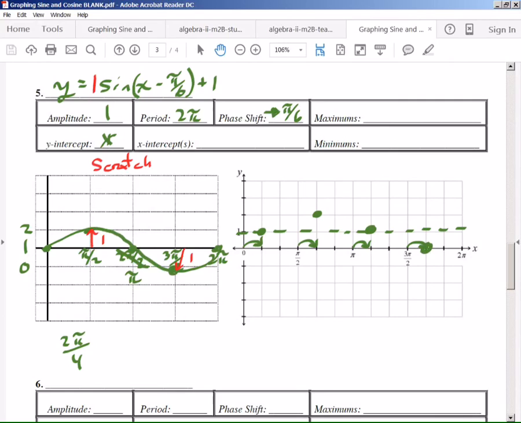Oh, be quiet. Okay, and then we moved pi over 6, so we got a point right there. Okay, so here we go. This is our graph. Hope that helps.